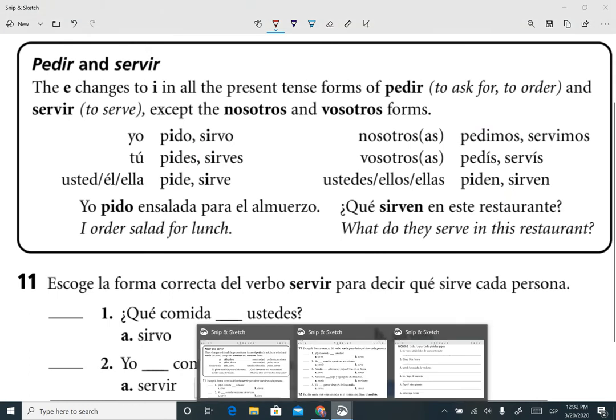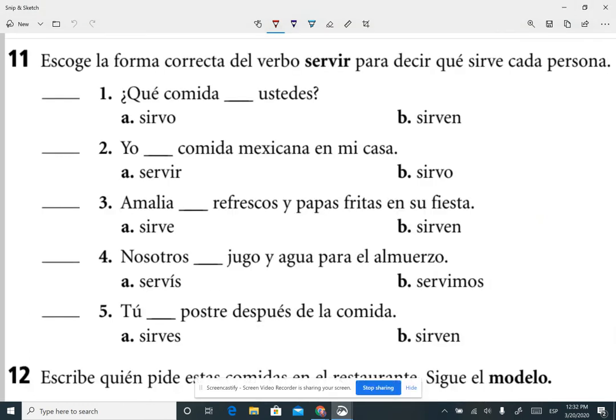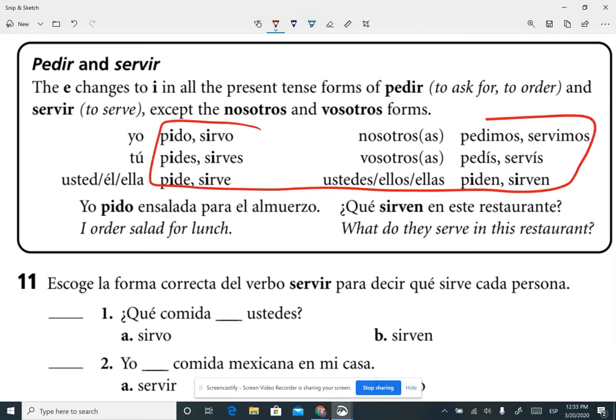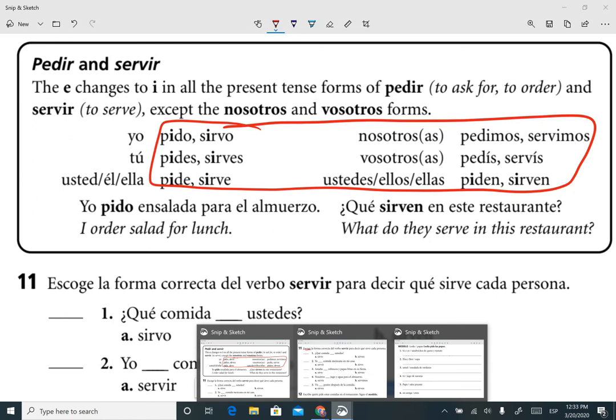So if we were to look at a couple of examples, here it says escoge la forma correcta del verbo servir para decir que sirve cada persona. So choose the correct form of the verb servir to say what each person serves. In other words, what is each person serving? So the main goal here is to figure out who we're talking about, because we only have a few options. Remember that the only options we had were these options right here. So it's going to be one of these verbs. We just have to determine which one.